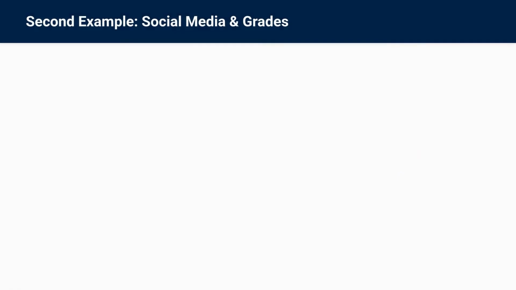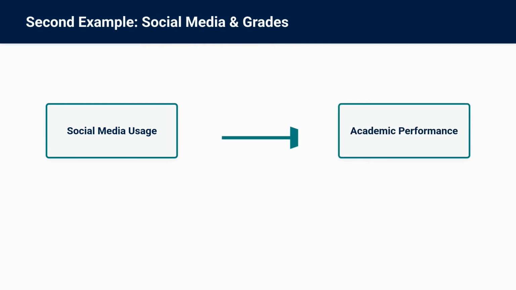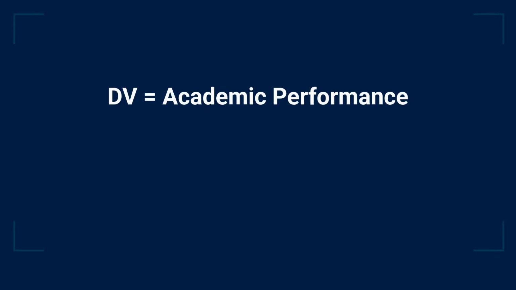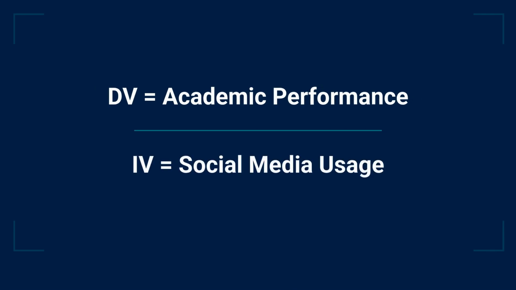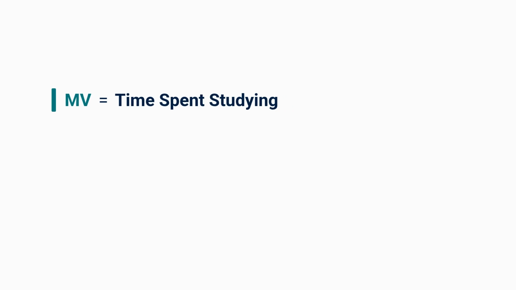To extract these elements, carefully analyze the literature review for studies that discuss relationships between variables. For example, if your thesis is about the effect of social media usage on academic performance, the dependent variable could be academic performance. The independent variable might be social media usage. A mediating variable could be time spent studying, and a moderating variable might be type of social media platform.